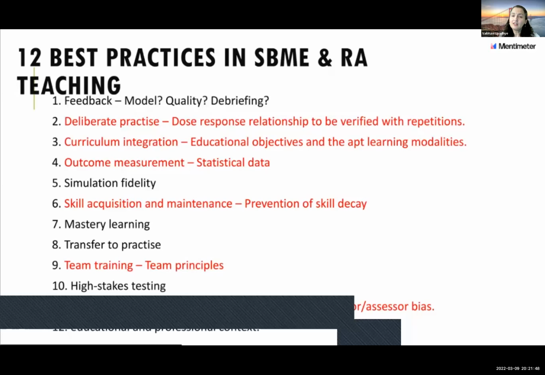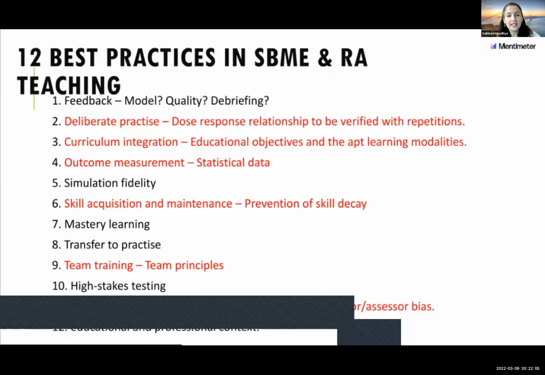And yes, every learner is different. Like Dr. Thilaka mentioned, every learning curve could be different for different students. But how do we know that the dose response is either less or more, so that we can help and give remedial trainings to the students?